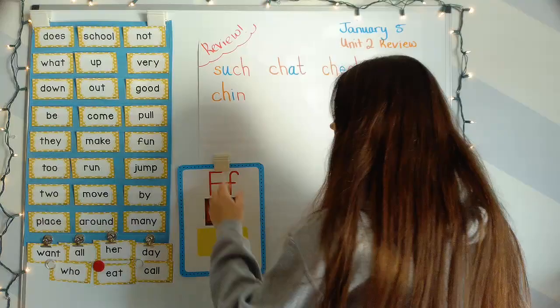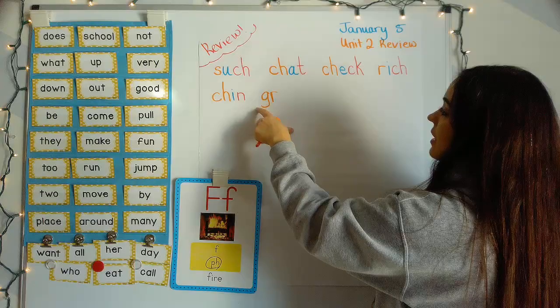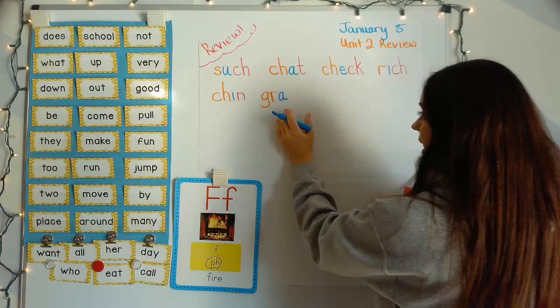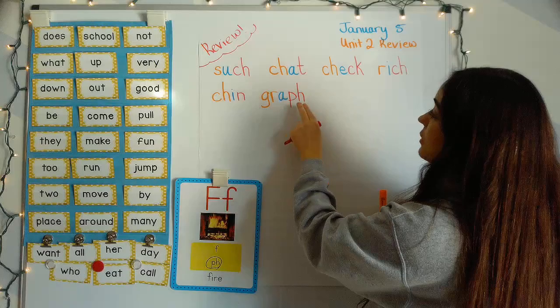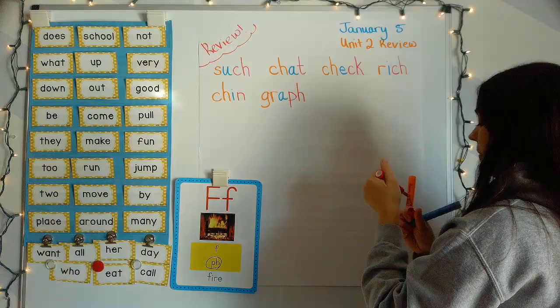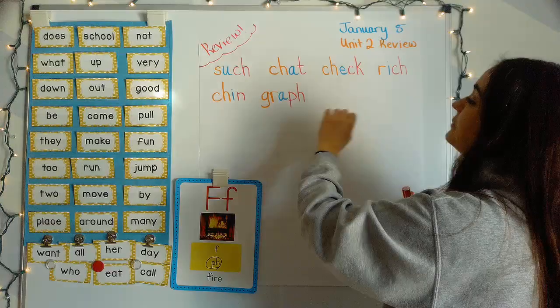So in the word graph, we hear gr, which is that beginning blend with G and R. You just blend those two together. G-r, gr. A says a, gr-a. And PH will make the F sound. PH says f, gr-a-f, graph. Very, very important that you remember that, because if you try to sound it out with just each letter, g, r, a, p, h. I've seen people say it like that. So you just have to have that skill in your back pocket, PH.